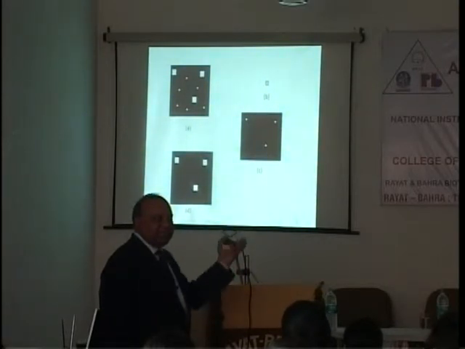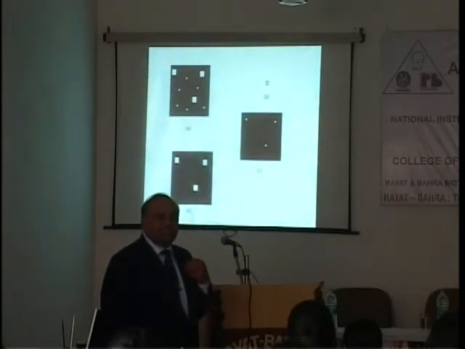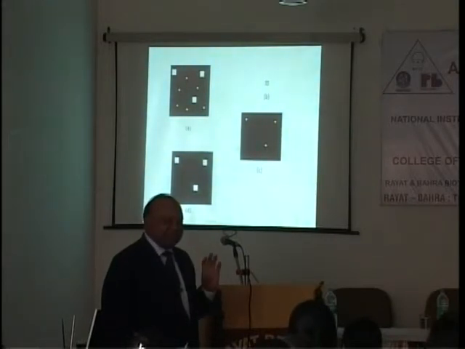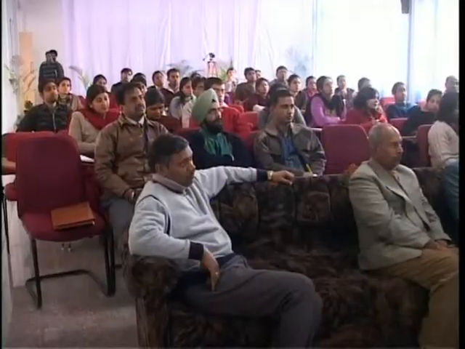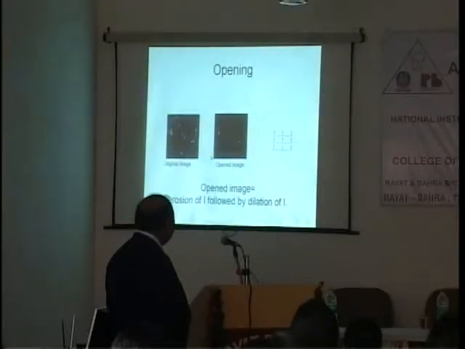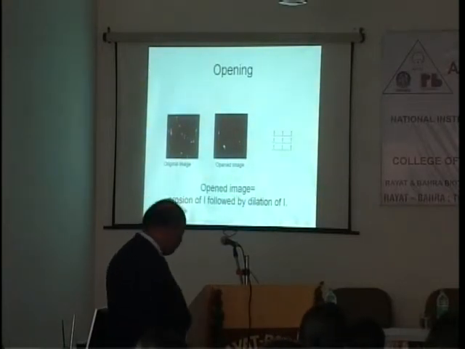My original image is highlighted with only the information where I have interest, without changing the nature and shape of that information. Is it okay? So opening, I have already told you, this is an open image. So the rest of the dots I have removed.